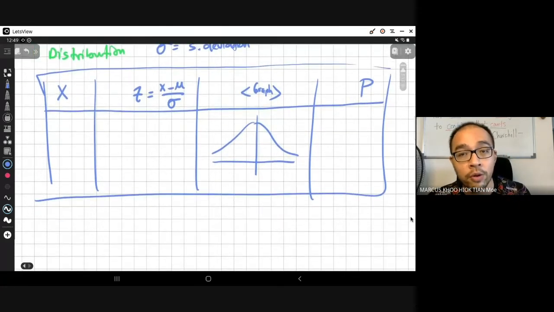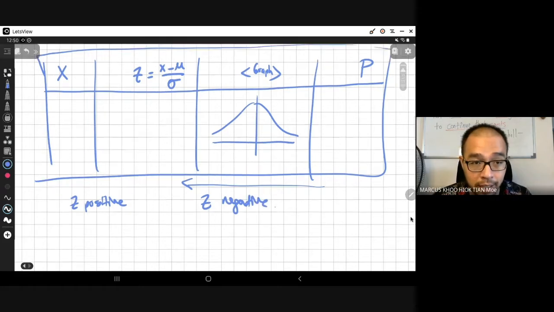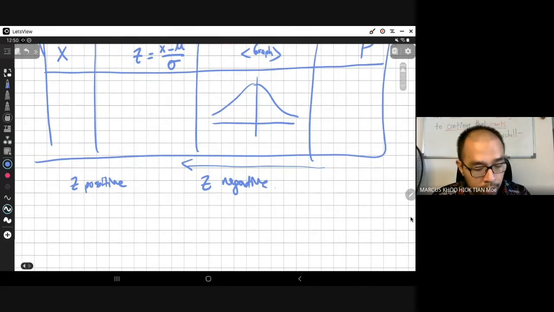And then of course don't forget the petua yang saya bagi. Whether z is positive, or z is negative. Kalau kita work from probability backwards, we want to know whether z is positive or z is negative. So the two situations are, z is positive if the probability is more than 0.5 and what is the other one?